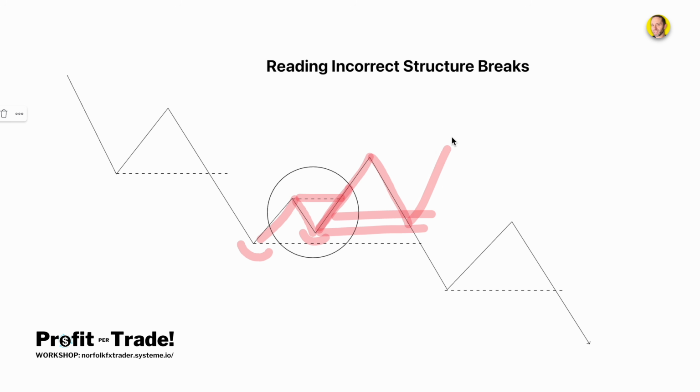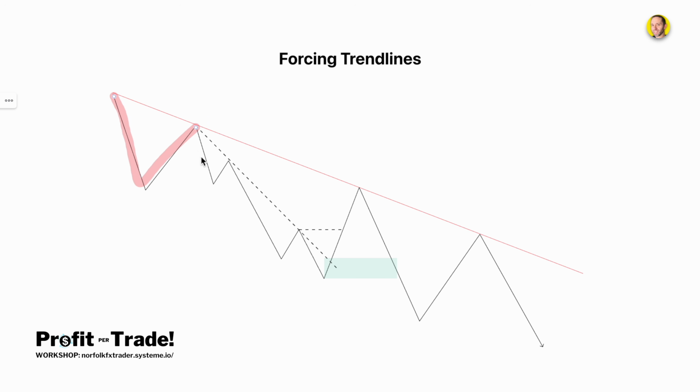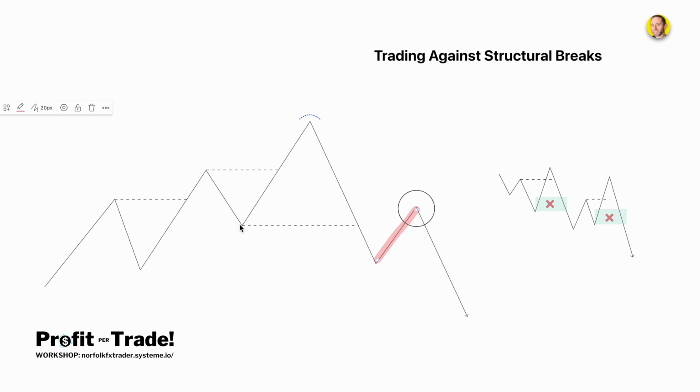The first video we went through was about market structure, and we were looking at those correct structure breaks that potentially you were getting wrong. And remember, we always looked at that bigger picture when using your structures. One of the main things you were doing as well was trying to force those trend lines, which can act as liquidity areas, and stop trading against those structure breaks. So that was market structure.